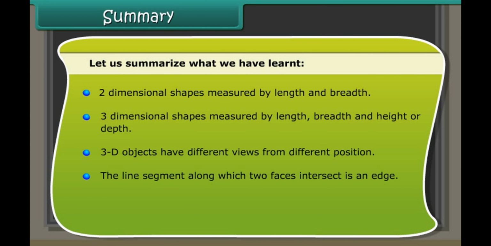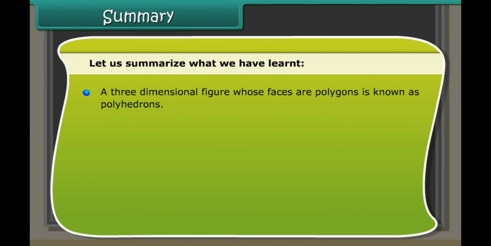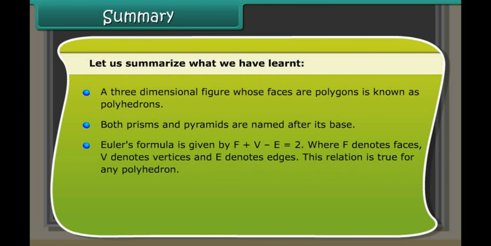The line segment along which two faces intersect is an edge. The points at which three or more faces meet are called vertices. A three-dimensional figure whose faces are polygons is known as a polyhedron. Both prisms and pyramids are named after their bases. Euler's formula is given by F + V - E = 2, where F denotes faces, V denotes vertices, and E denotes edges. This relation is true for any polyhedron.